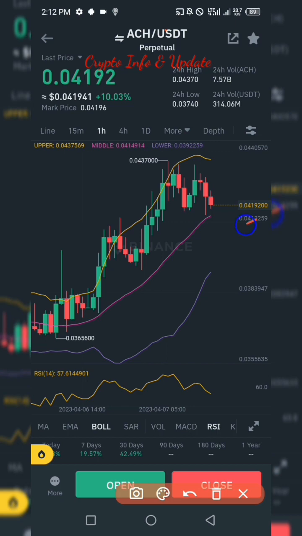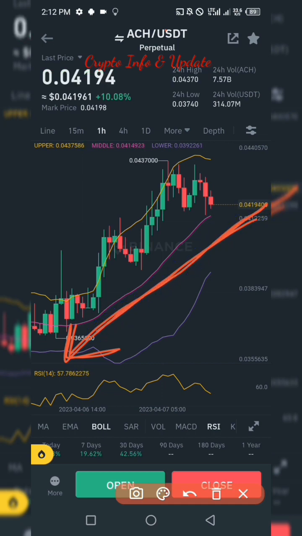So for ACH, let's look at the RSI. Look at it here, at the same position as Doge. The RSI for ACH is 57.7. So what do you do at this point? You divide the smaller number by the bigger number. Let's quickly do that calculation.